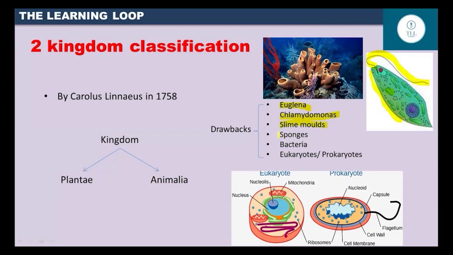If we talk about sponges, then they have a branched structure and they are non-motile. But they show holozoic type of nutrition like animals. Bacteria are prokaryotic organisms. Therefore, this system of classification failed to distinguish between prokaryotes and eukaryotes.